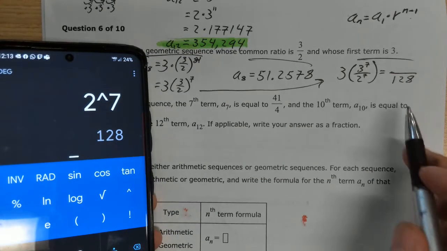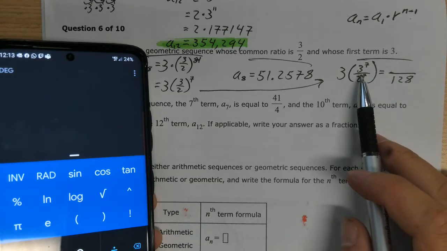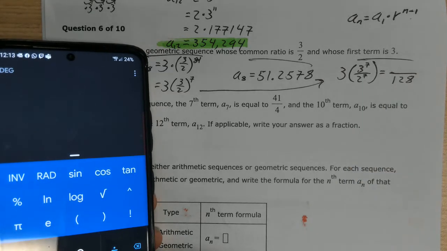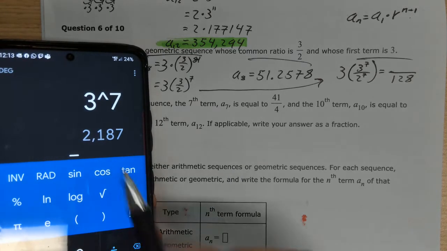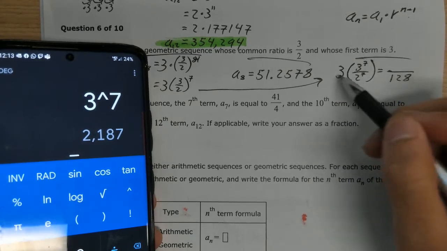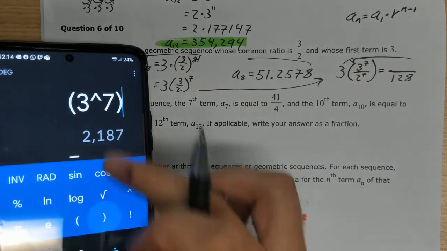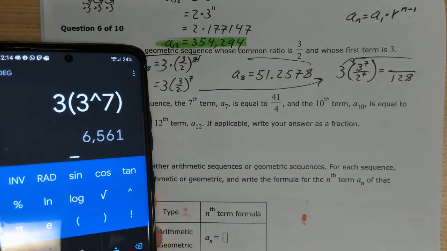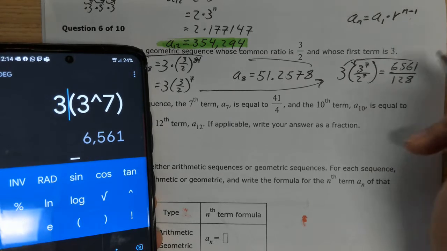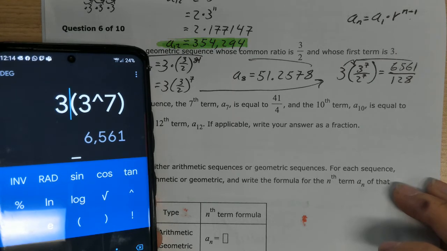If you look back on the answer, 128, that's what you have in the denominator. Then 3 raised to the 7th is 2,187. But wait a minute, this 3 that is outside also multiplies to the top. So to this 3 raised to the 7, you want to multiply that by 3 again. That gives you 6,561. Is that the final answer they have in the back? Yes, 6,561 over 128.